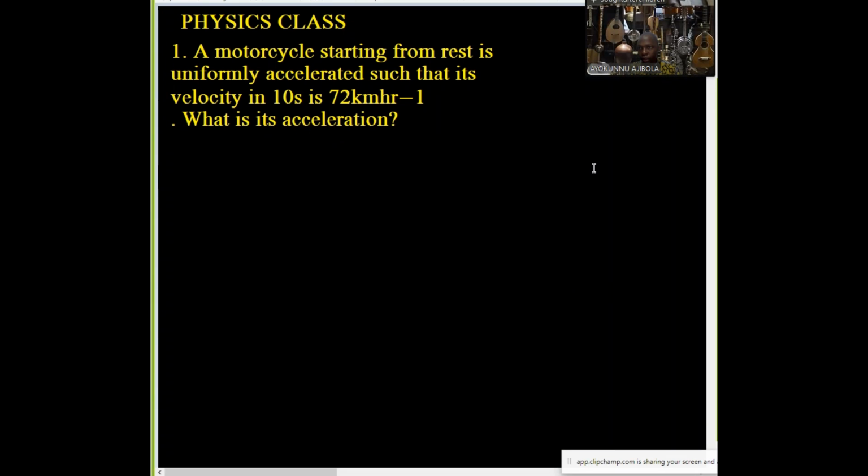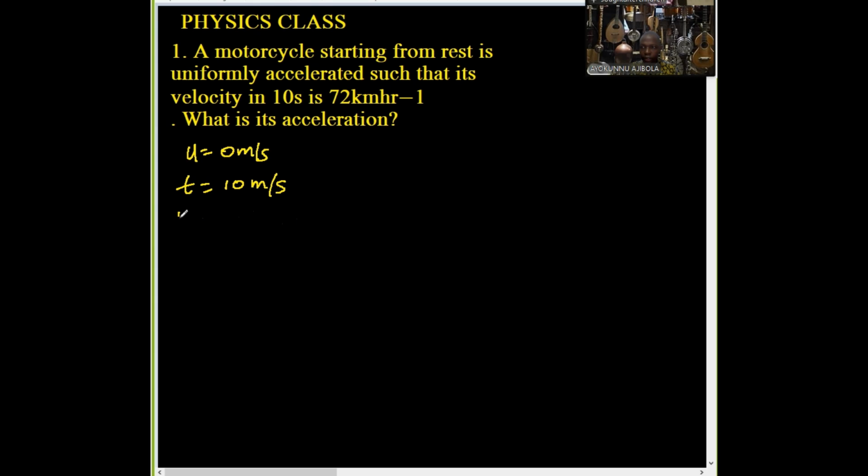So the question says a motorcycle starting from rest is uniformly accelerated such that its velocity in 10 seconds is 72 kilometer per hour. It says, what is the acceleration? So the acceleration is what you're looking for. You know your initial velocity will be zero, and the time given is 10 seconds.